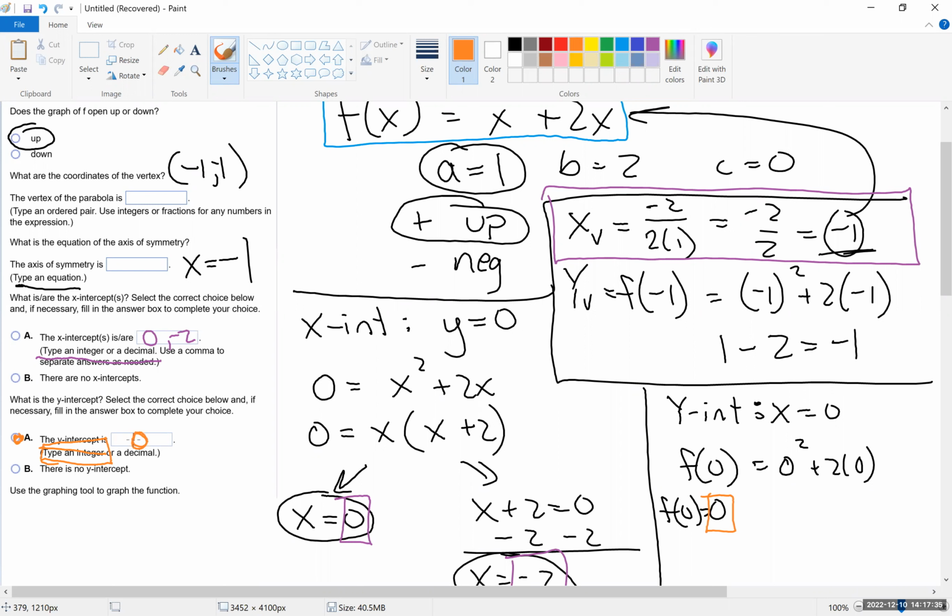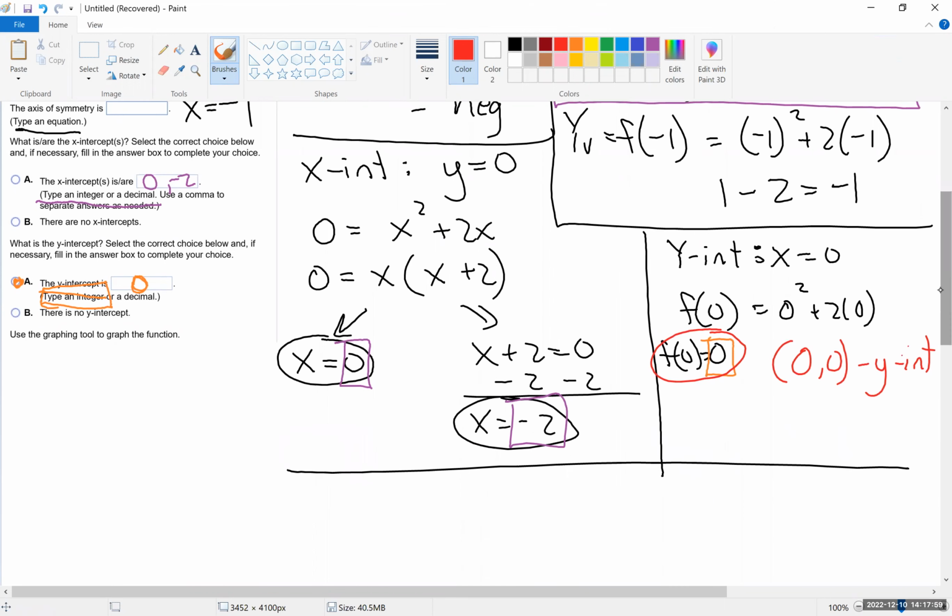Okay. So there are two specific points that we are going to use here when we graph. We are going to use the y-intercept, and we are going to use the vertex. Our vertex was the point -1, -1. So when you're using the graphing tool, this is our vertex, and then we have the 0, 0, which is our y-intercept.